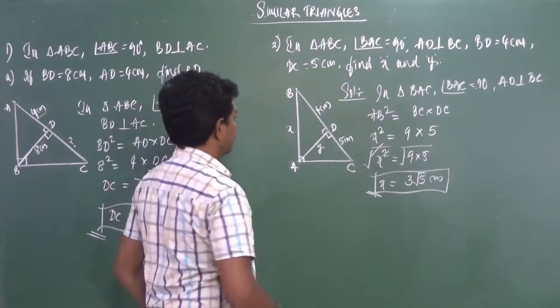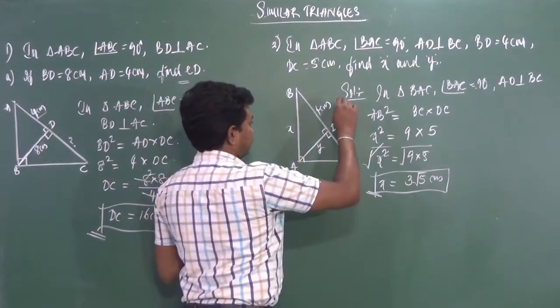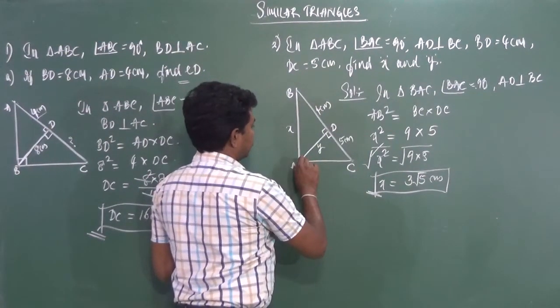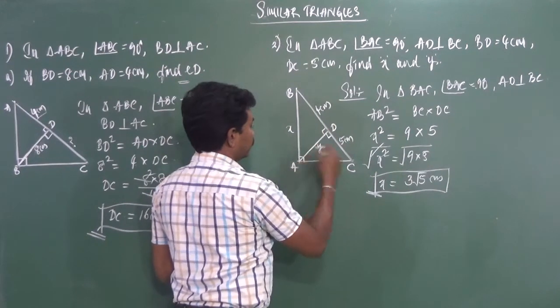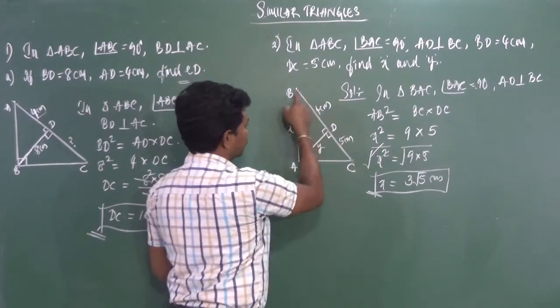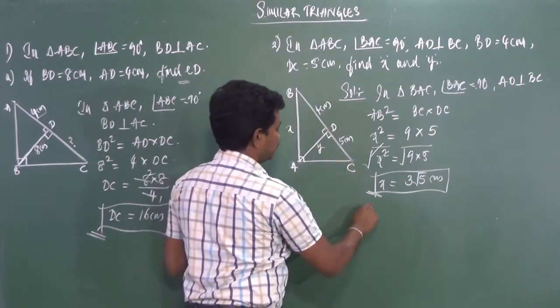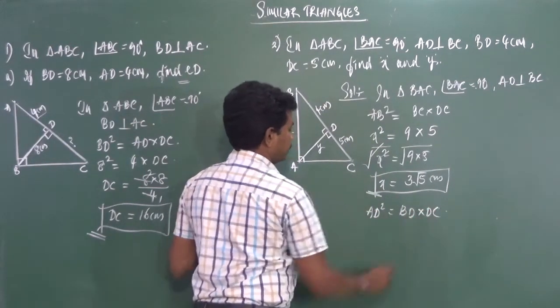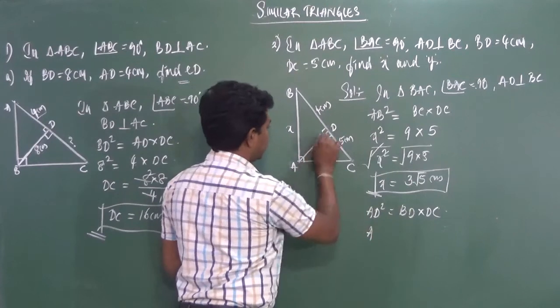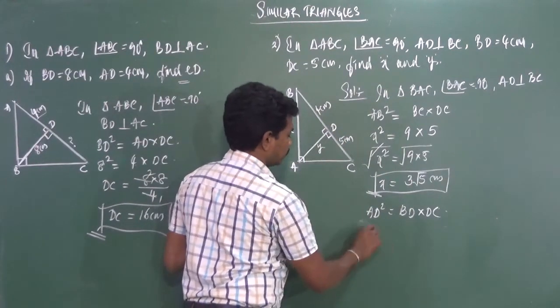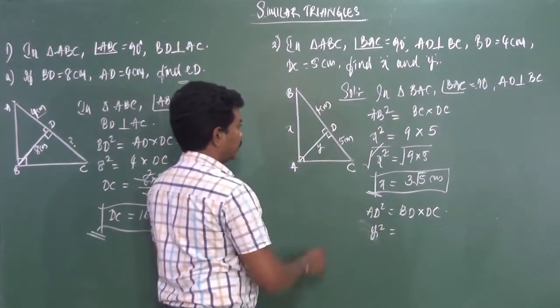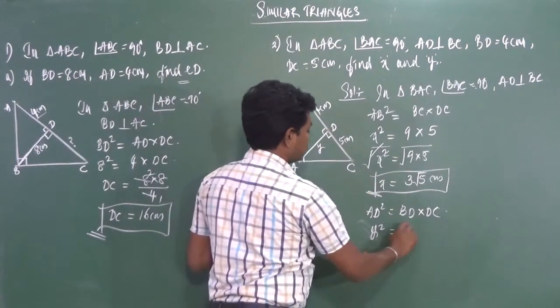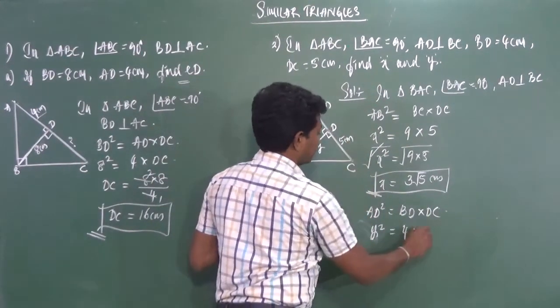Now we'll go on to find Y. If you want to find Y, we have to use corollary 3 here. AD square is equal to BD into DC. AD square is Y square. We'll substitute that. So Y square is equal to BD, which is 4, into DC, which is 5.